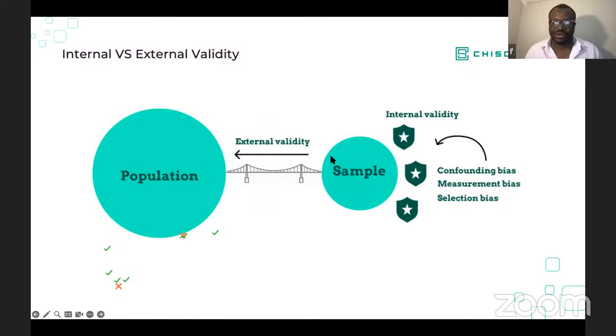This is just reinforcing what I said earlier, that internal validity has to do with how free our study is from confounding bias, measurement bias, and selection bias. And then external validity means how can we generalize results from our study to the broader population.